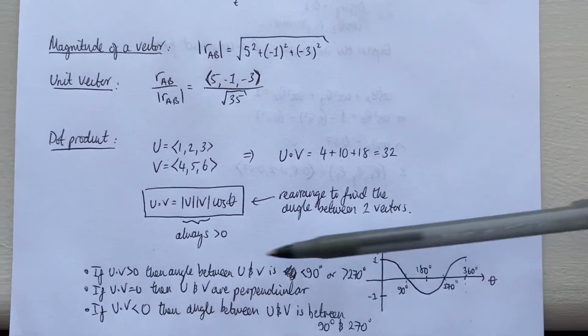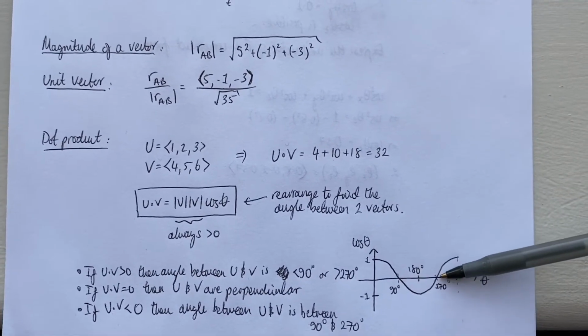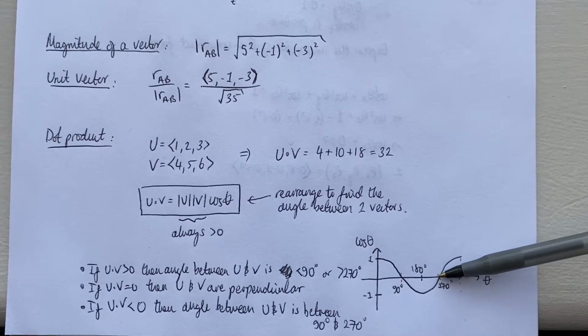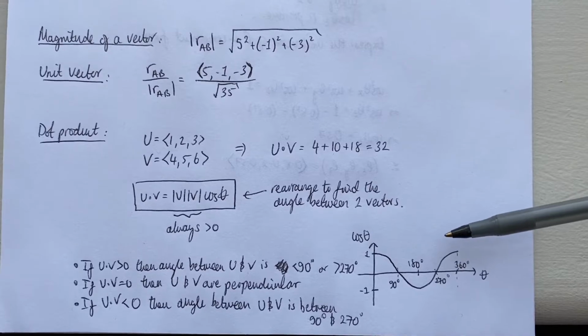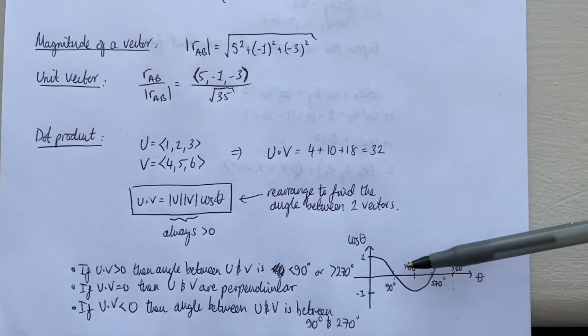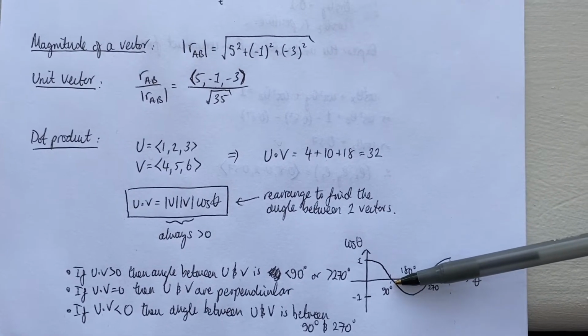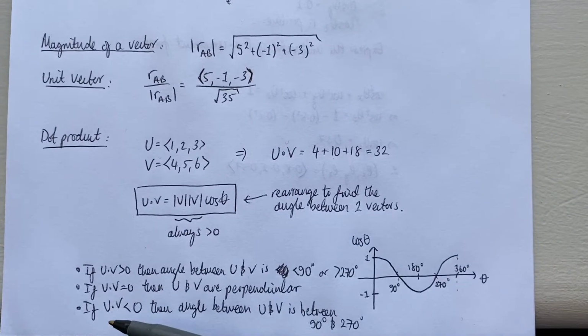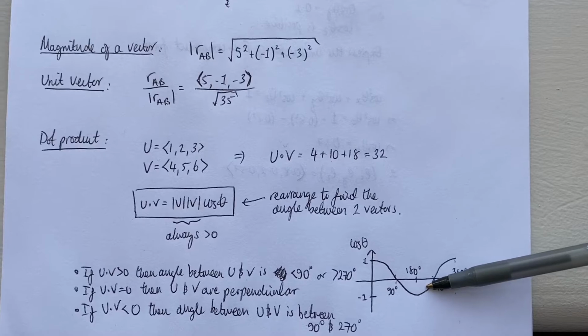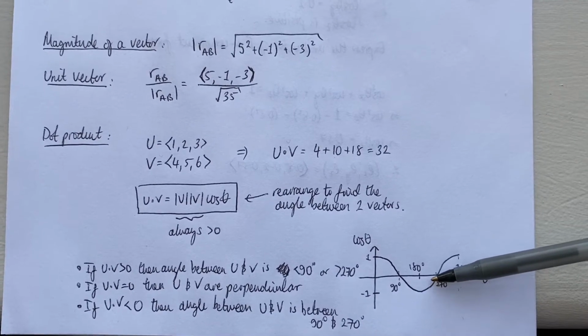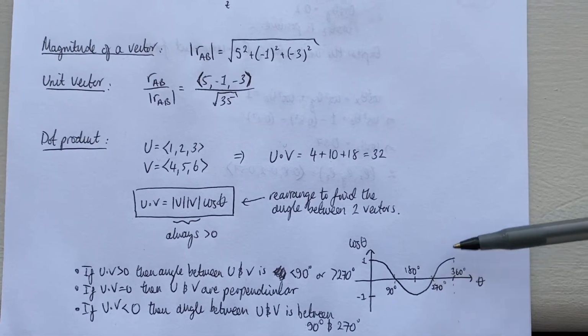If u dot v is equal to 0, that means we're on the axis here, either at 90 or 270 degrees. In either case, that means that u and v are perpendicular, right? They're at right angles to each other. And then finally, if u dot v is less than 0, it tells us that we're in this region down here. So the angle between u and v is between 90 and 270 degrees.